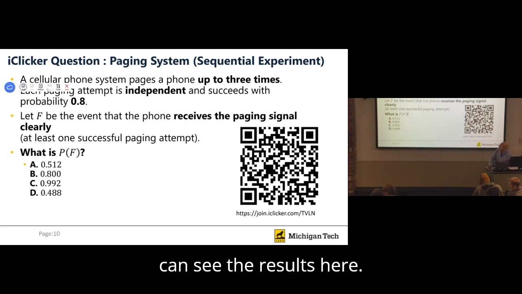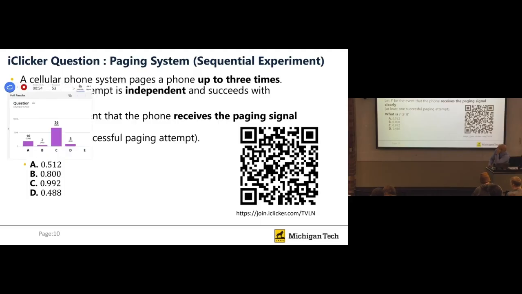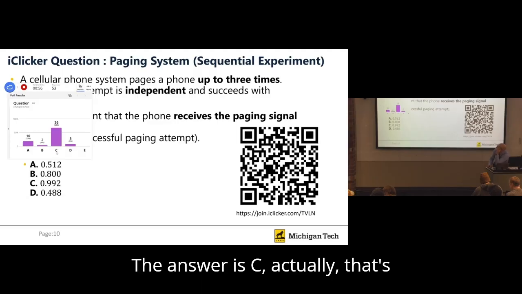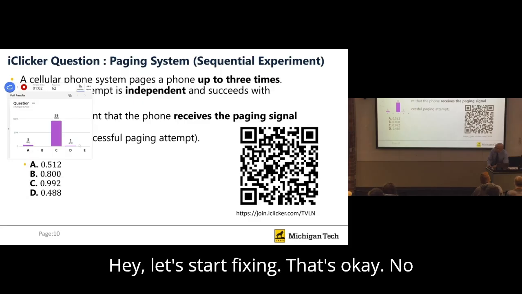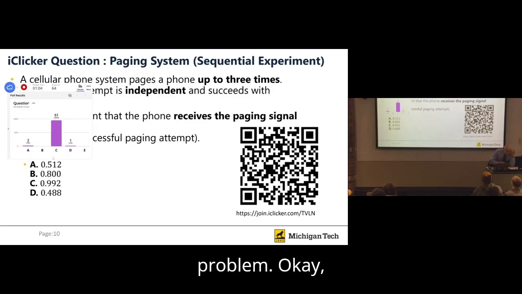Can see the result here. Oh, subtract. The answer is C, actually. That's correct. I will start fixing. That's okay, no problem. Okay, why? Why is that?